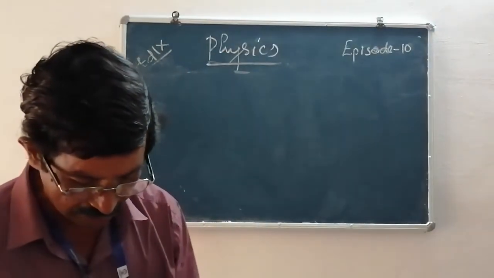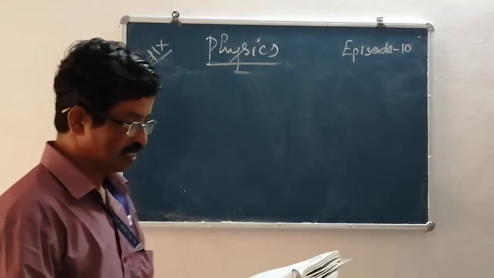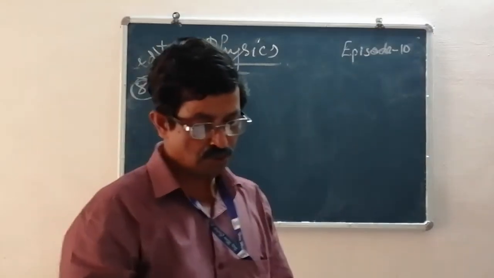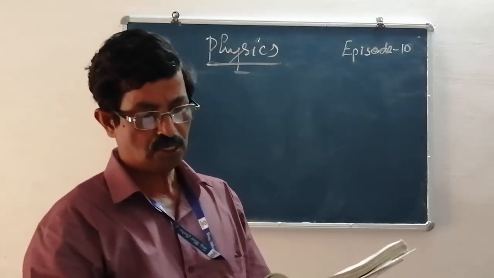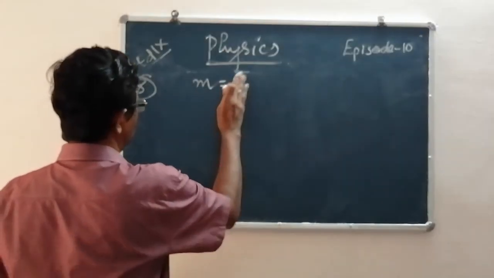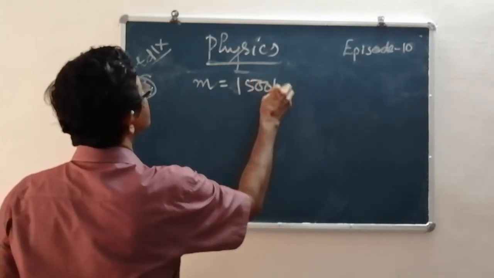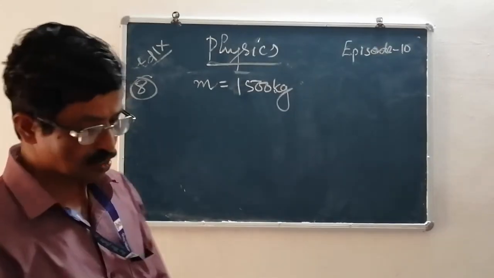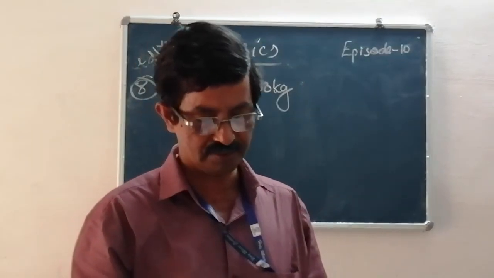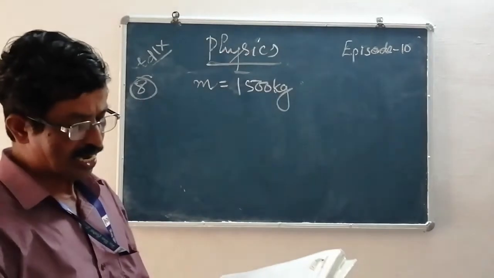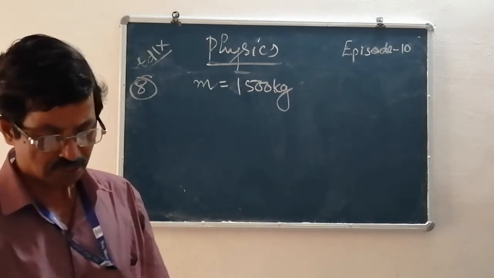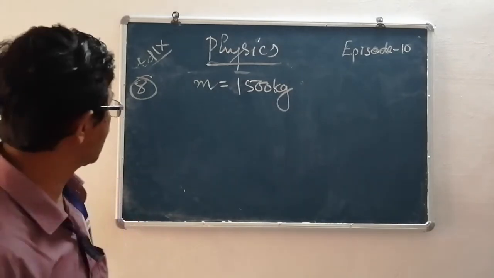Now we can go to the next one. See question number 8. An automobile vehicle has a mass of 1,500 kg. What must be the force between the vehicle and the road if the vehicle is to be stopped with a negative acceleration of 1.7 meter per second square?